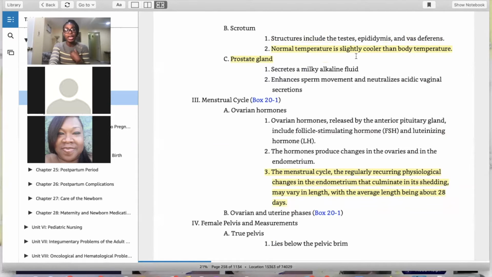And if it's not, then it can cause issues with the sperm, right? Because that's where the sperm is located. So usually we'll tell them, especially if they're having sterility issues, to watch the clothing that they wear, that kind of thing, right? But just be aware that that can be an exam question, knowing that the normal temperature is cooler than the body temperature.